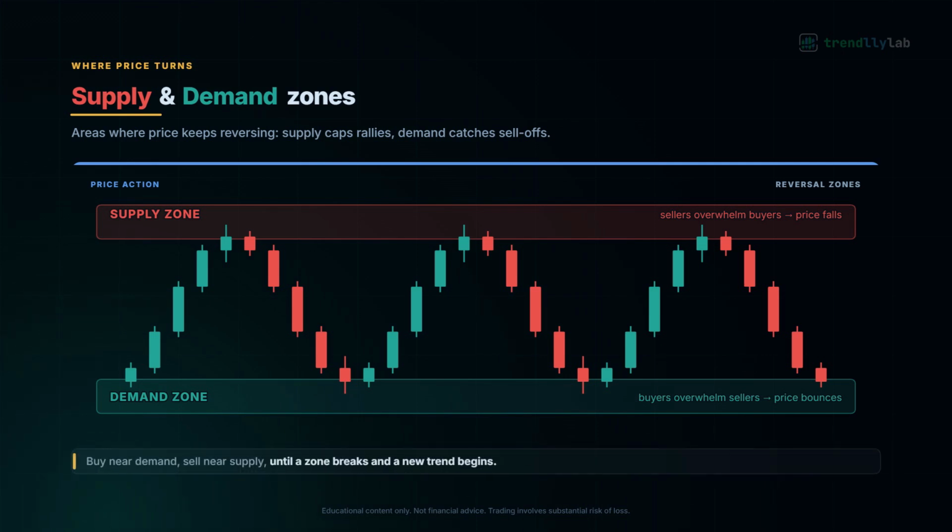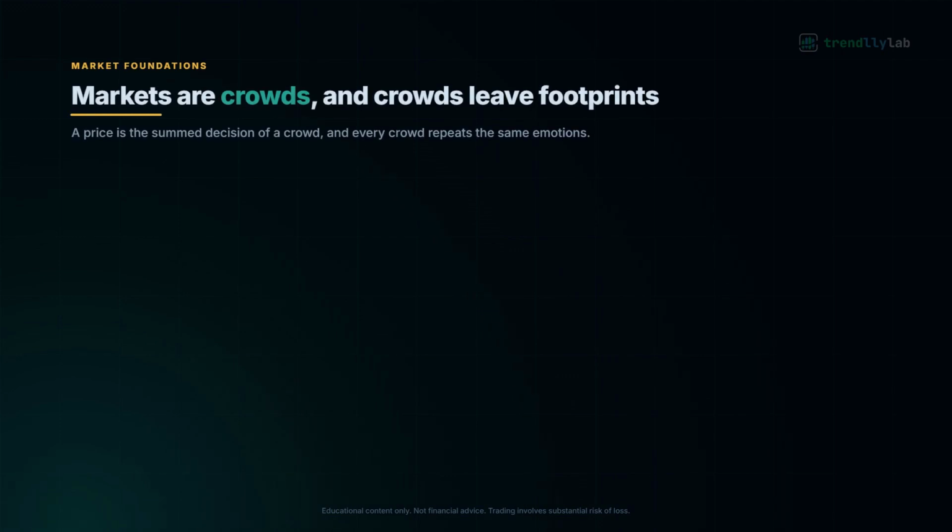Traders watch for price to turn near demand and to stall near supply until a zone breaks and a new trend begins. And that shared memory is the clue to something much bigger. Who exactly is doing the remembering? A crowd is doing the remembering. Markets are crowds, and crowds leave footprints.